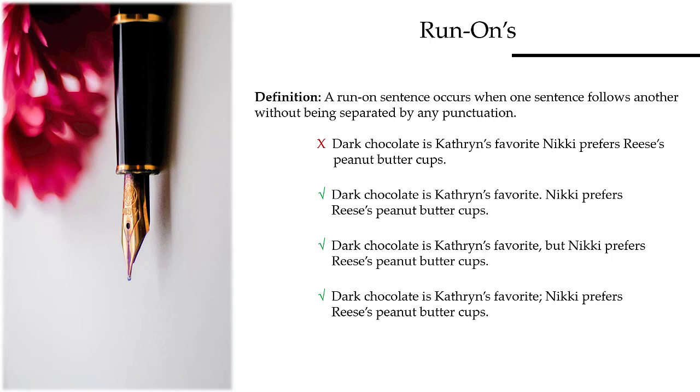And then lastly, the third option for joining two complete thoughts instead of a run-on sentence is to use the semicolon. A semicolon has the same strength as a period in terms of separating out complete thoughts. Dark chocolate is Catherine's favorite, semicolon, Nikki prefers Reese's peanut butter cups. All three of these are acceptable ways to correct a run-on sentence.